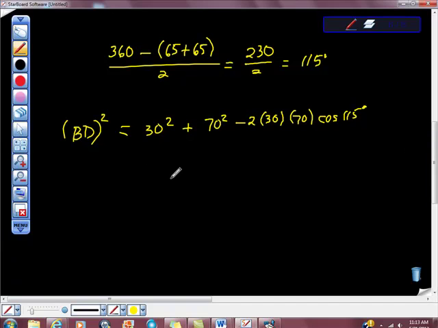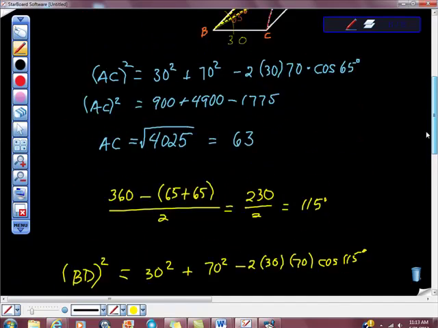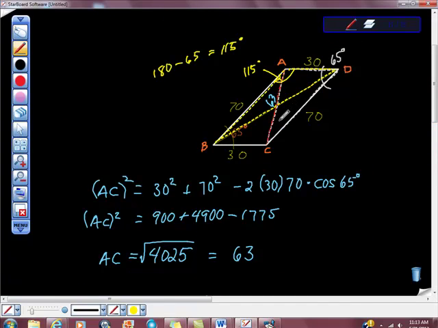And when we do this out, this comes out to be BD, and I'm going to skip all the extraneous arithmetic, the square root of 7,575. And that's equal to about 87. So this diagonal here, the yellow one, is 87.